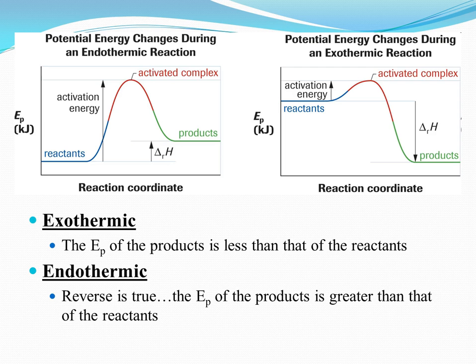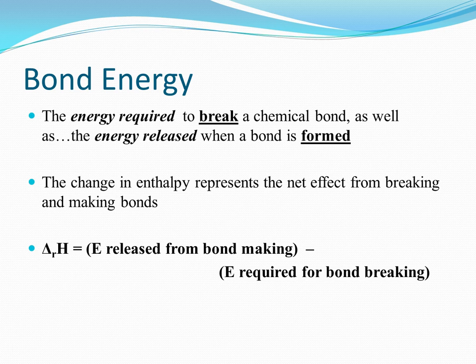These diagrams show how the activation energy is shown in both endothermic and exothermic reactions. Notice that there is a bump to signify the higher energy activated complex right in the middle. The main difference between the two potential energy diagrams is the difference between the energy levels of the reactants and products.